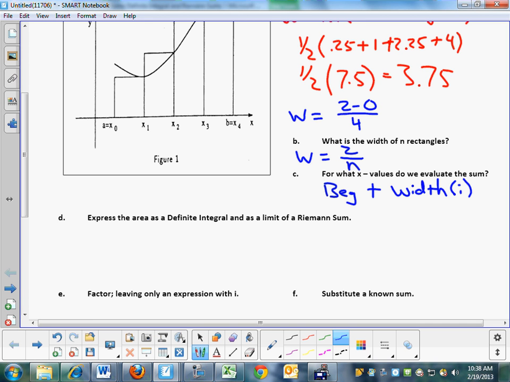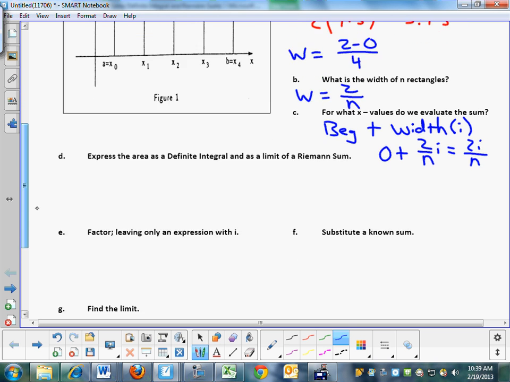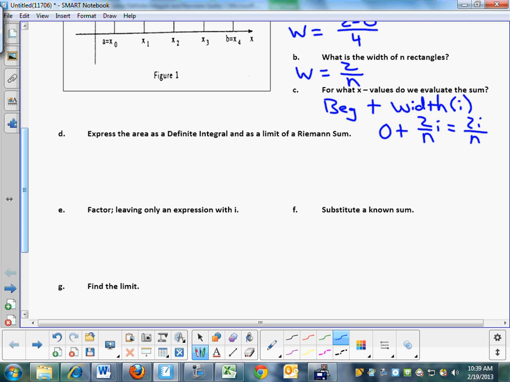What's the beginning spot of our interval? 0. What did we decide is going to be the new width? 2 over n, and we multiply that by i. So we get 2i over n. Again, we don't plug in 1, 2, 3, and 4. We plug in 2i over n for whatever value i is, and that's what we plug into the function. And now the magic will happen.